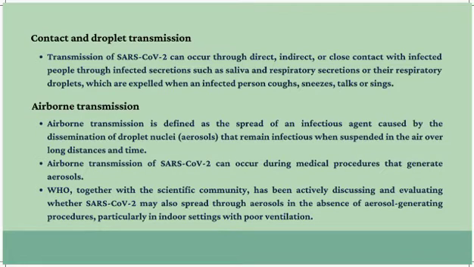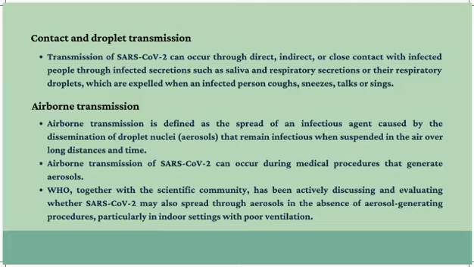Contact and droplet transmission. Transmission of SARS CoV 2 can occur through direct, indirect, or close contact with infected people through infected secretions such as saliva and respiratory secretions or their respiratory droplets, which are expelled when an infected person coughs, sneezes, talks, or sings.